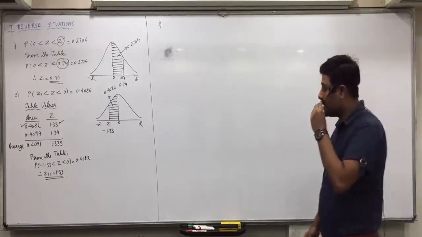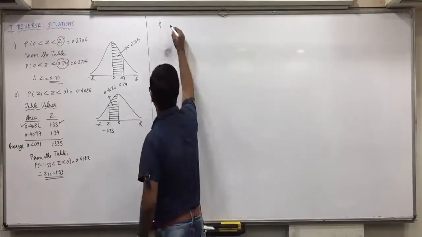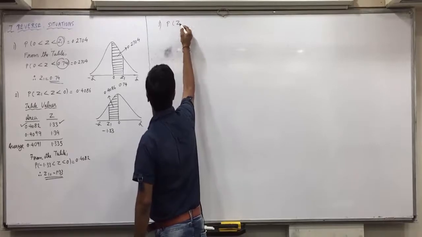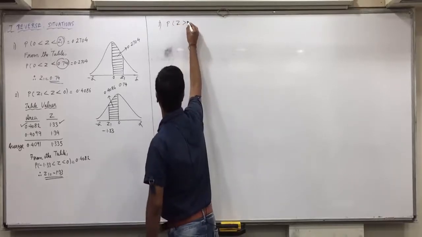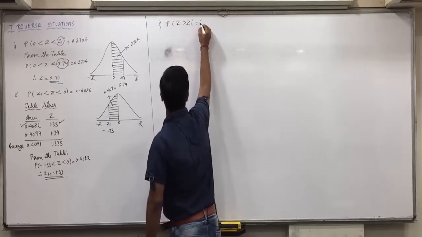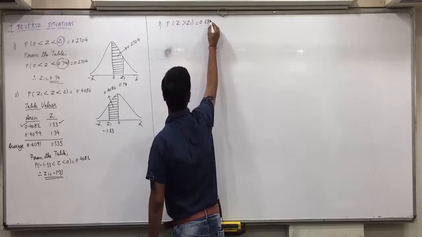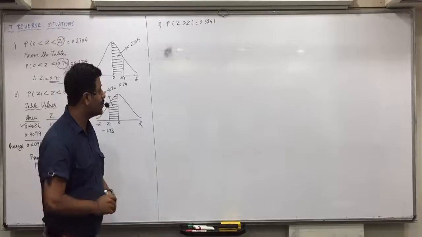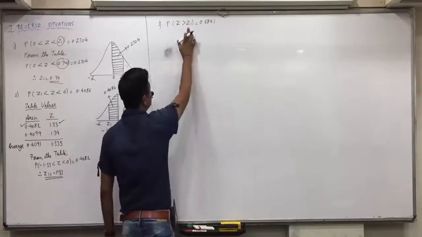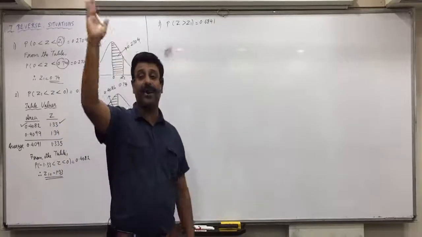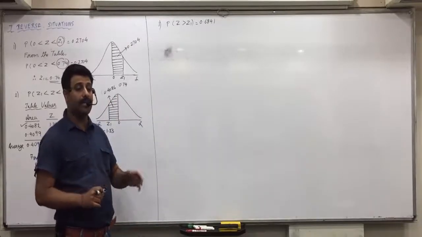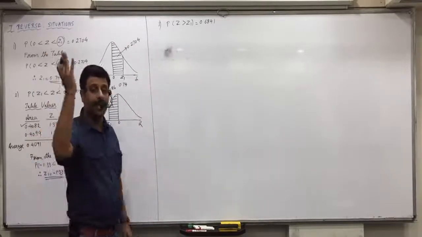Now look at the third one. Listen everyone. Put your pens down. P of Z greater than Z1 is 0.6841. Okay, put your pens down and understand it first. First of all, greater than Z1 means it goes till infinity. We have done this earlier also. Greater than Z1 means it goes from Z1 till infinity.